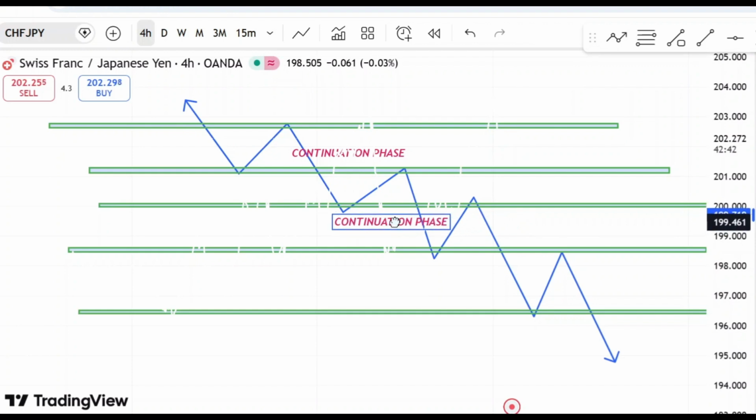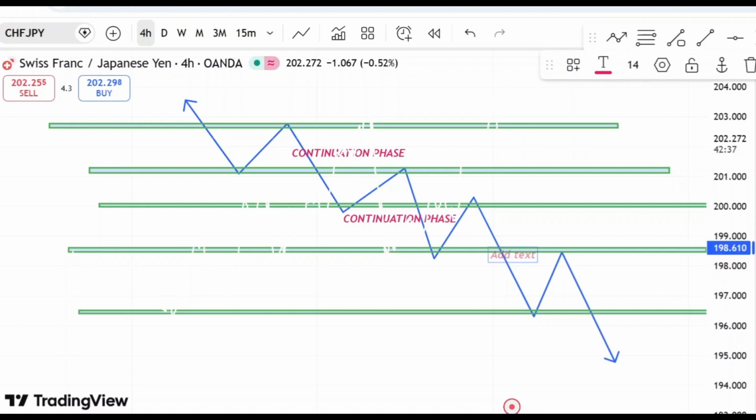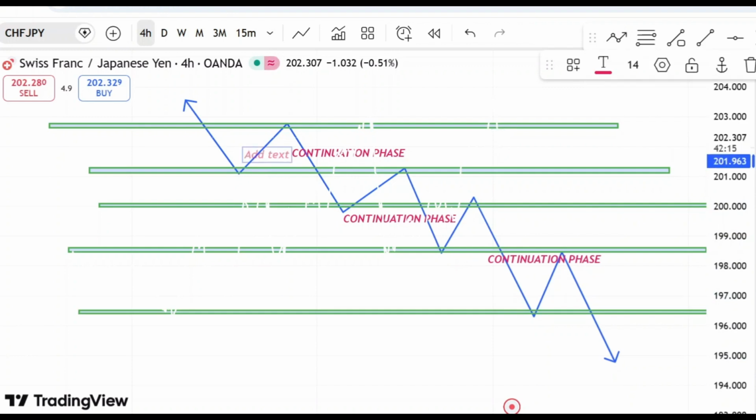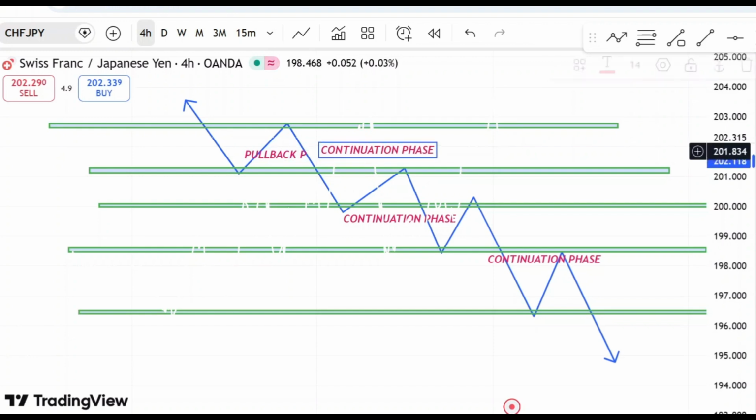Okay, I mean to say this. This is a continuation phase. This is a pullback phase also. This is a pullback phase. Pullback phase. This is a continuation phase like this, and this is a pullback phase.